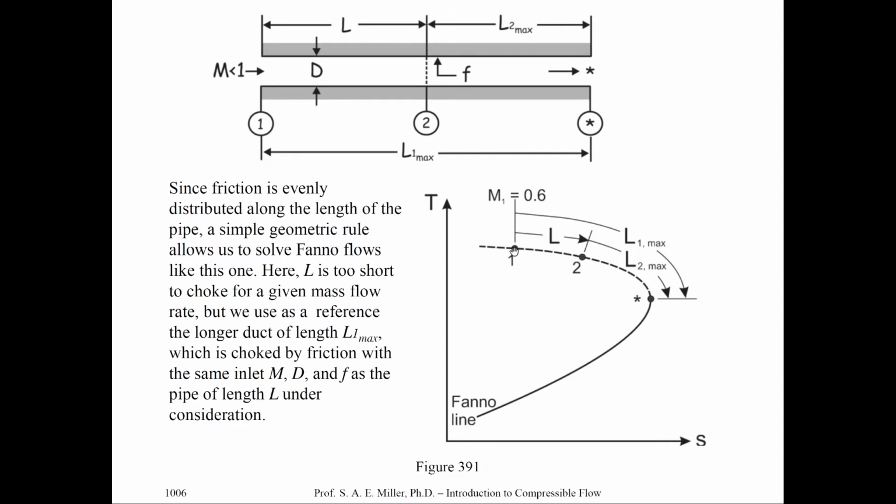To choke the flow from 1, we would go all the way over from L1 max, the distance from 1 to the choke condition. And if we were at state 2 or any other state in the flow, we would go from state 2 to the choke condition, that'd be L2 max. You can always see that L plus L sub 2 sup star equals L1 sup star, no matter what. So the equation holds.